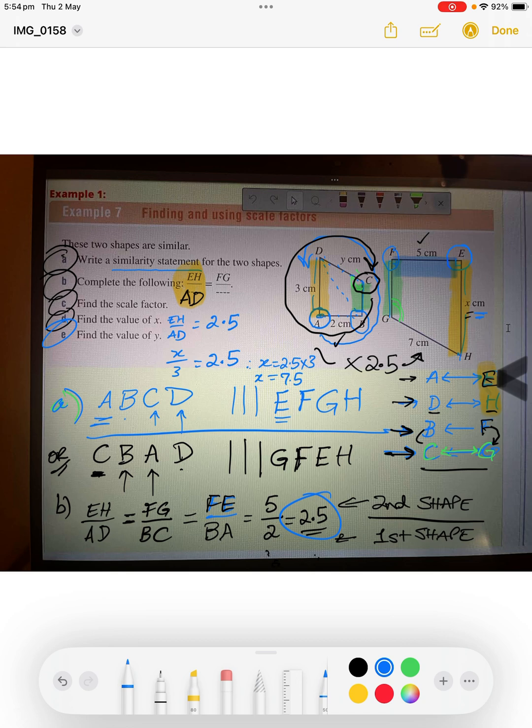Value for Y. Y is DC. DC is not there, so we haven't done DC yet. So DC and HG go together. So HG on the second shape, DC on the first shape is going to equal 2.5. And then we substitute. HG is 7. DC is Y equals 2.5.